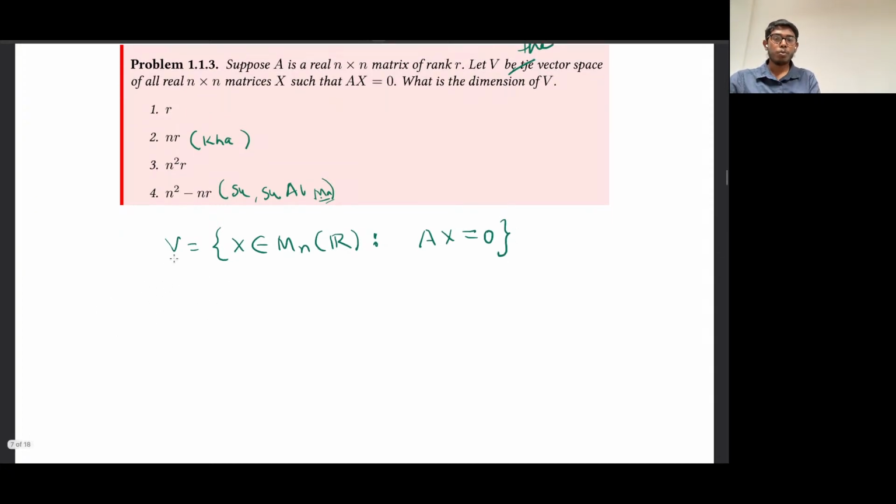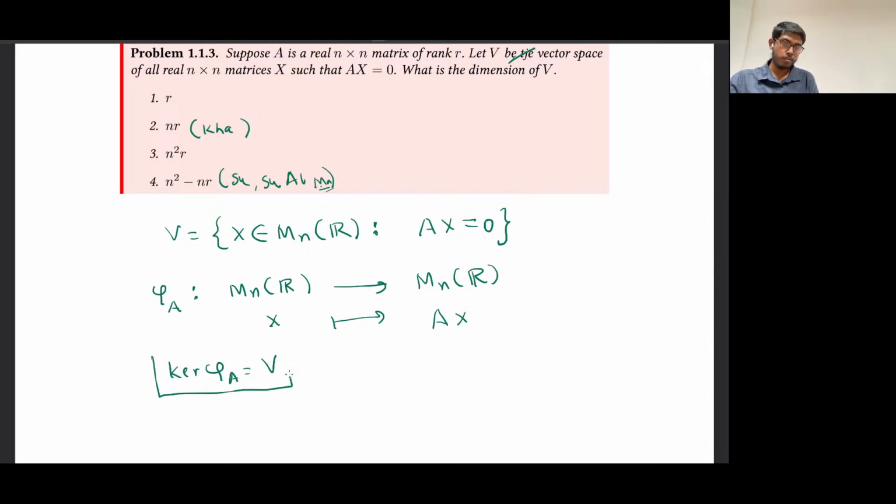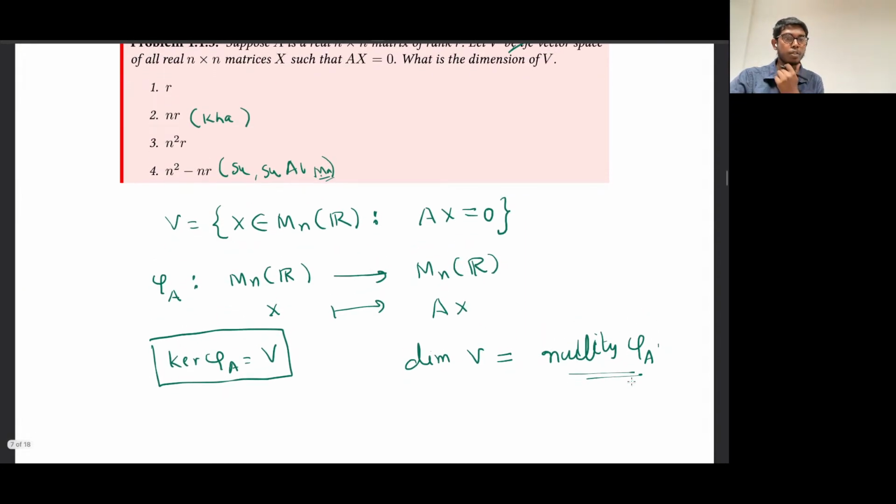Okay, so what I will do, I'll define a map phi A from M_n(R) to M_n(R) so that I can see V as the kernel or the rank or something, so it will be easier for me to attack the space V. I'll just define as usual, X goes to AX. Then what is the kernel of phi A? This is precisely your V. So finding the dimension of V is the same as the nullity of phi A.